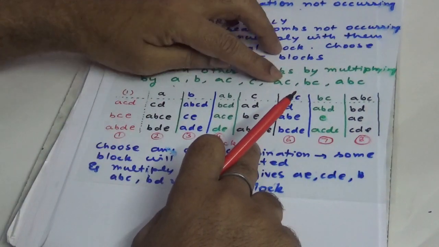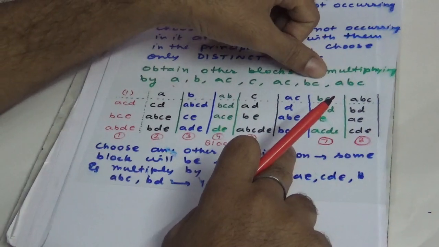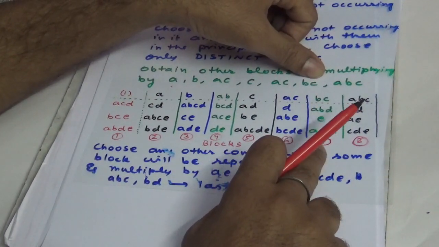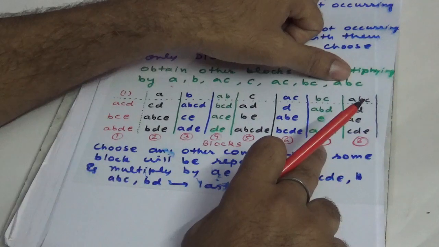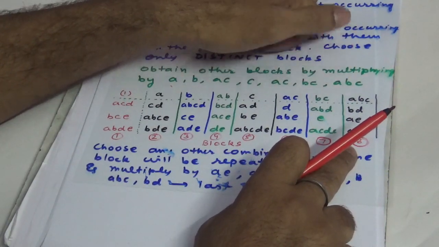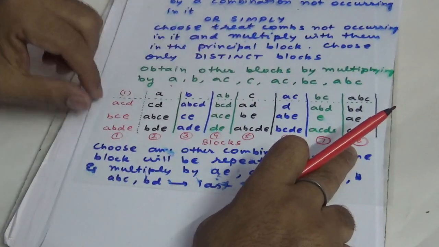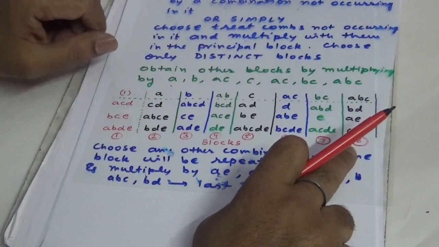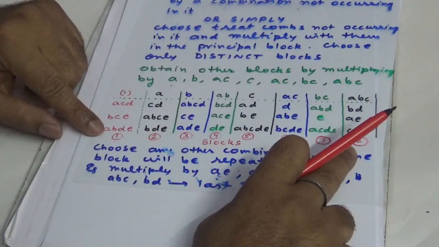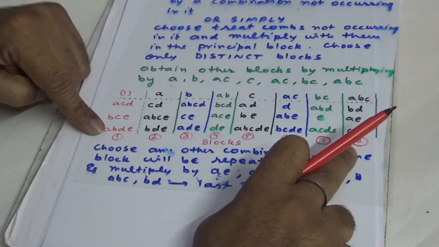And similarly, if you multiply the block with AC, you get block number 6. If you multiply it by BC, you get block number 7. And if you multiply it by ABC, you get block number 8. So you wanted to obtain 8 blocks, each containing 4 treatment combinations. This is how you have assigned the 32 treatment combinations into 8 blocks, and each block contains 4 treatment combinations.